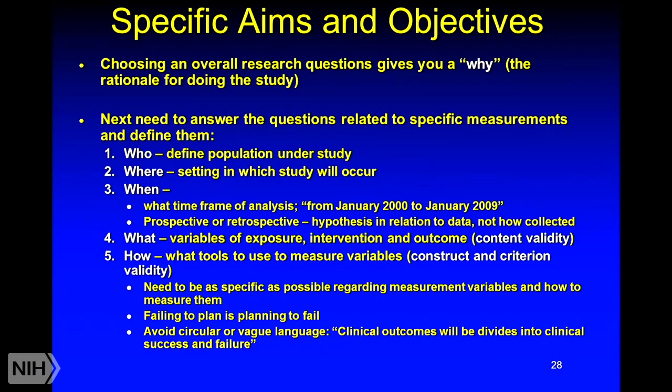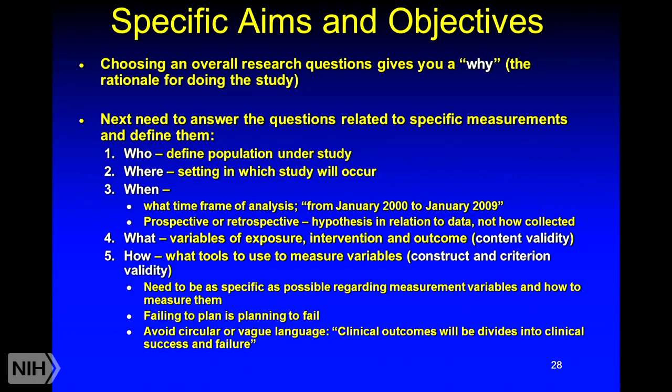And is this study going to be prospective, meaning that the hypothesis comes first and now you're going to collect the data? Or is it retrospective, meaning I come up with my hypothesis, but the data has already been collected in the past that I want to look at? What variables are you actually going to measure? What interventions are you going to look at? And what are the outcomes that you're actually interested in looking at? Those things all fall into a rubric called content validity.